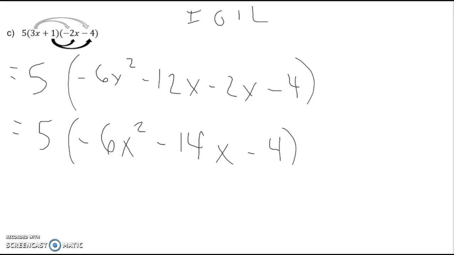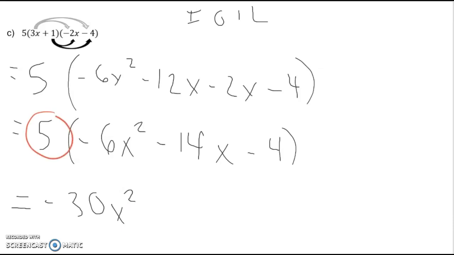Now, we are going to deal with this 5 out in front. So what we're going to do is multiply everything in this bracket right here by 5. So I have my equal sign lined up. I'm going to have 5 times negative 6x squared. So a positive 5 times negative 6 gives me negative 30. And then we don't have any other x's except for the x squared right here. So we're going to leave x squared.